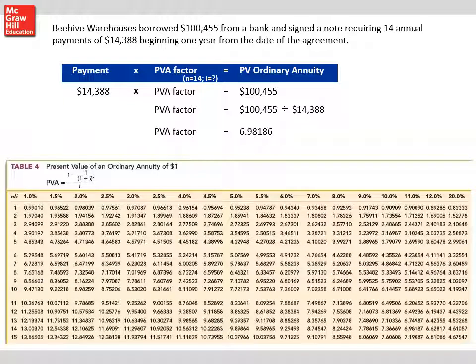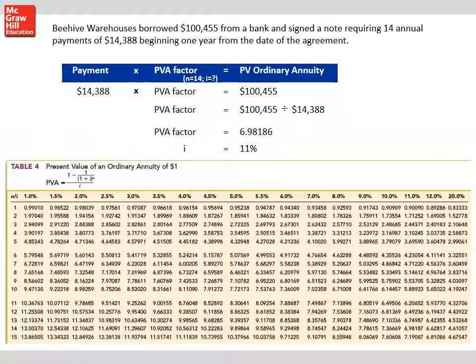If you go to the present value of an ordinary annuity, n periods, 14 periods, go across until you reach 6.981, there it is, 11%. So not only do you have to find other variables with a single sum present value and future value, you may have to find other variables like interest rate or number of payments with annuities.